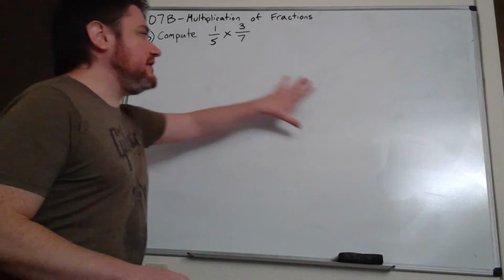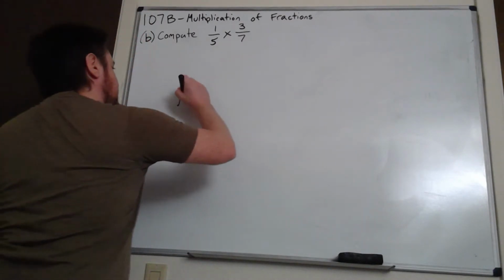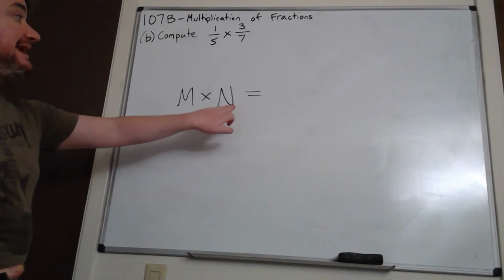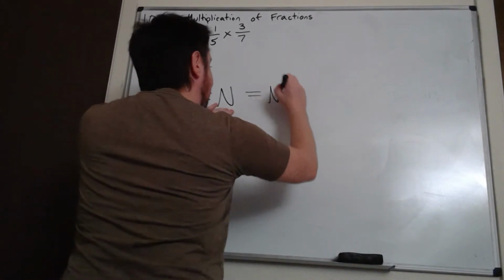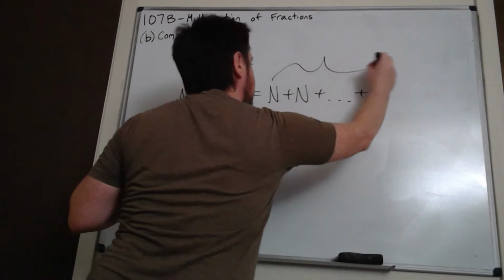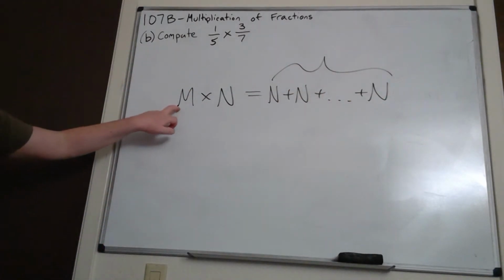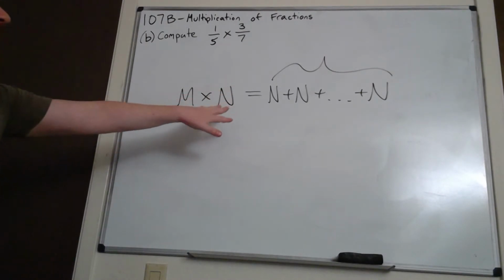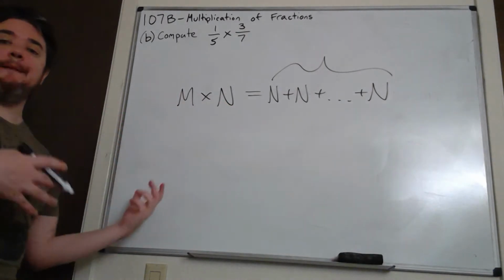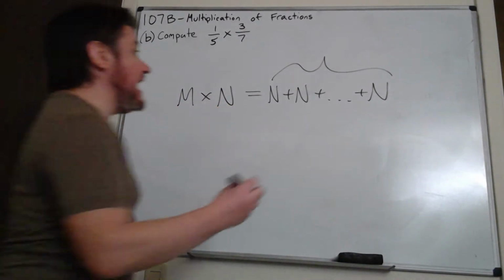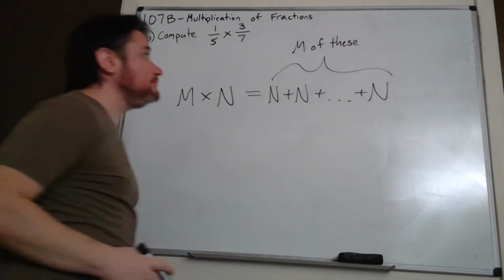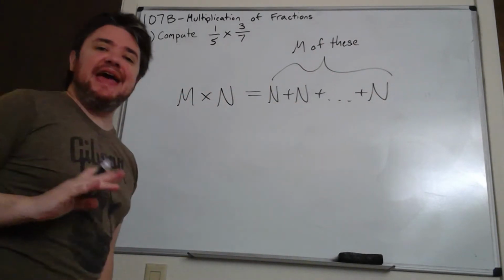So what we did in the previous video was we talked about the definition of multiplication from 107A, which told us that we're going to take whatever the second number is and add that up some number of times. And how many times do we add that up? M times, right? So that's why we read this M times N. We're adding up N, M times, or you can think of M chunks of size N or M groups of N and so forth. So M of these, okay? So in 107A, strictly whole numbers.